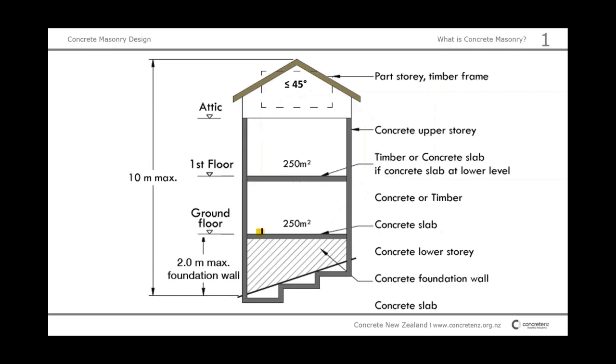The maximum height from finished floor to finished floor is 3 meter. Say 3 meter plus 3 meter is 6 meter, maybe 2 meter an attic, 8 meter, and then you are still allowed to have a foundation wall up to 2 meters. So this is roughly the maximum scope. The roof shall not be steeper than 45 degrees.